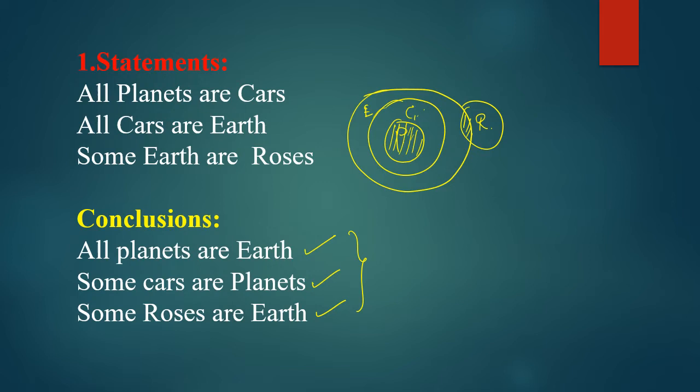This is how we have to solve the question. I'm just repeating: first we will write the minimum overlap diagram. Then we will check these conclusions with this minimum overlap diagram. If the given conclusion is following, we will take it as right. If not, we will take it as wrong. Like this, we will continue with the questions.